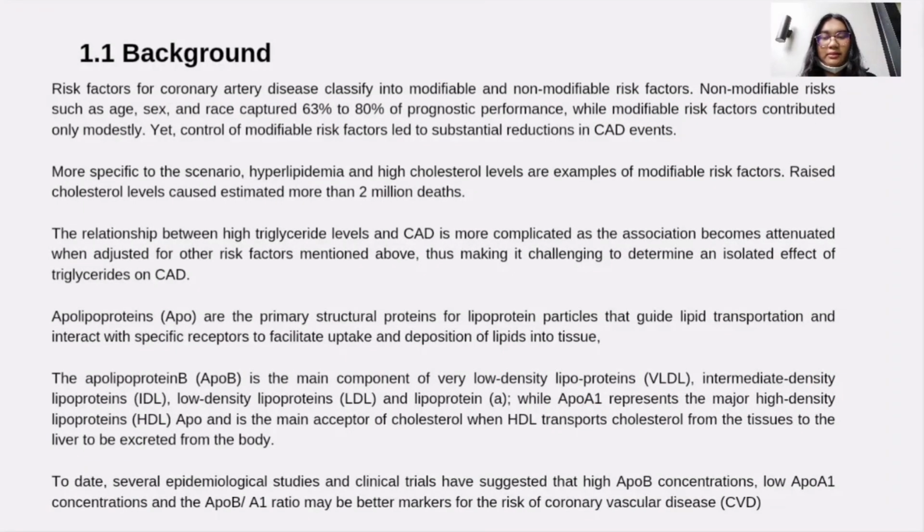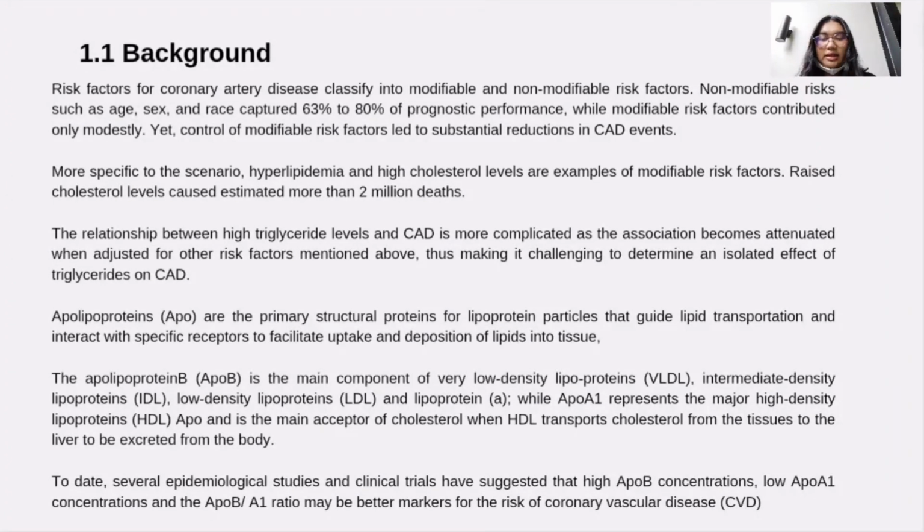There are modifiable and non-modifiable risk factors for CAD. Even though non-modifiable factors account for most of the prognostic performance, controlling the modifiable risk factors significantly reduces CAD occurrence. Specifically to the scenario we're about to discuss, hyperlipidemia and raised cholesterol levels are examples of modifiable risk factors, contributing to over 2 million deaths worldwide. However, the connection between high triglycerides and CAD is much more complex because of other risk factors that have to be taken into account. Thus, it is difficult to identify the specific role of triglycerides in CAD.